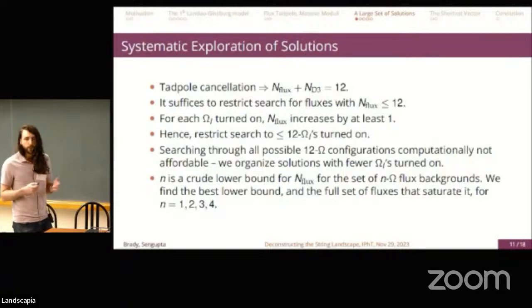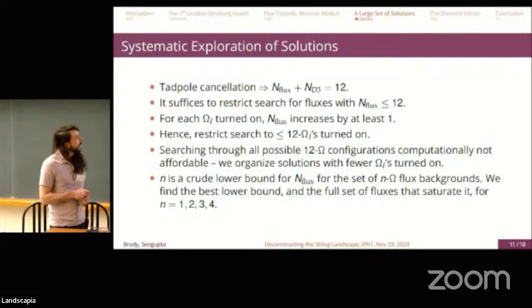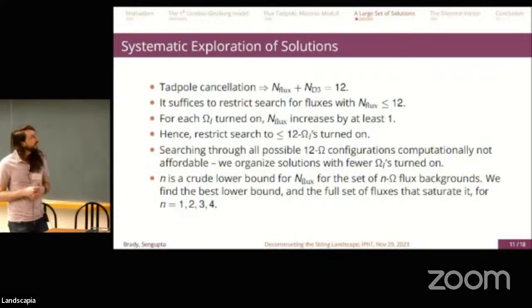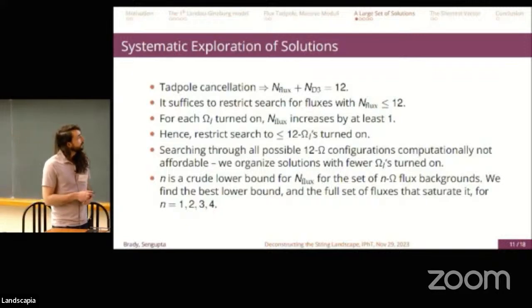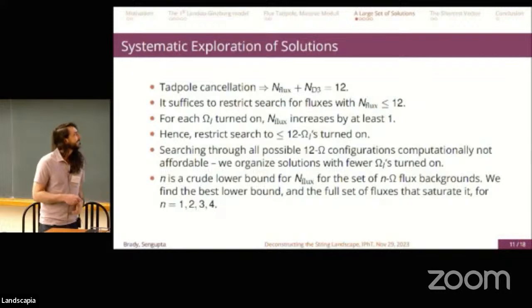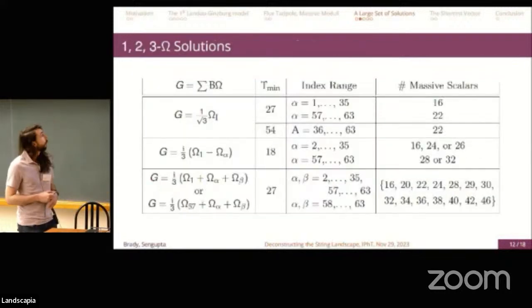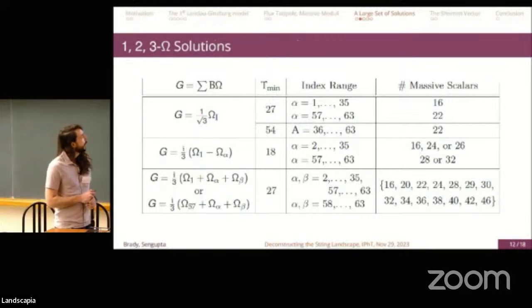So, as a crude lower bound for the tadpole flux contribution for the set of n omega flux backgrounds, now we're finding the best lower bound. And we give a complete set for omegas up to 4, and what those lower tadpole values are. So for the 1, 2, and 3 omega solutions, on the left here is the form of the flux, appropriately normalized with the correct coefficient for quantization.